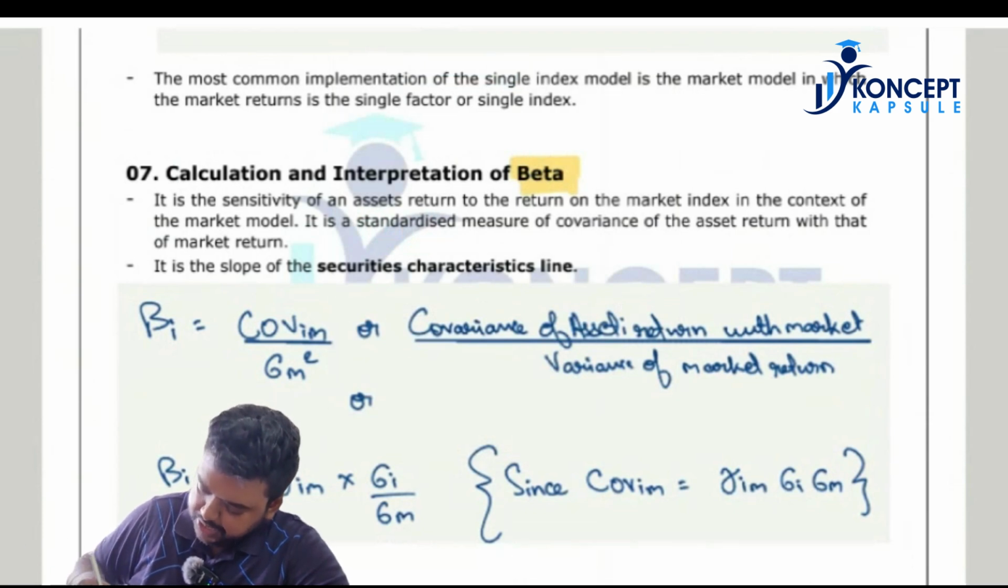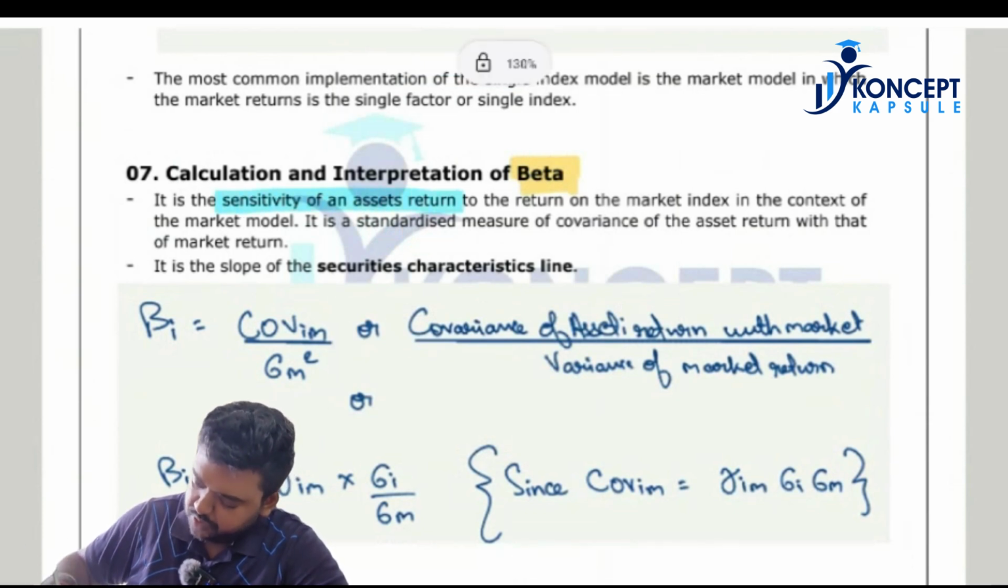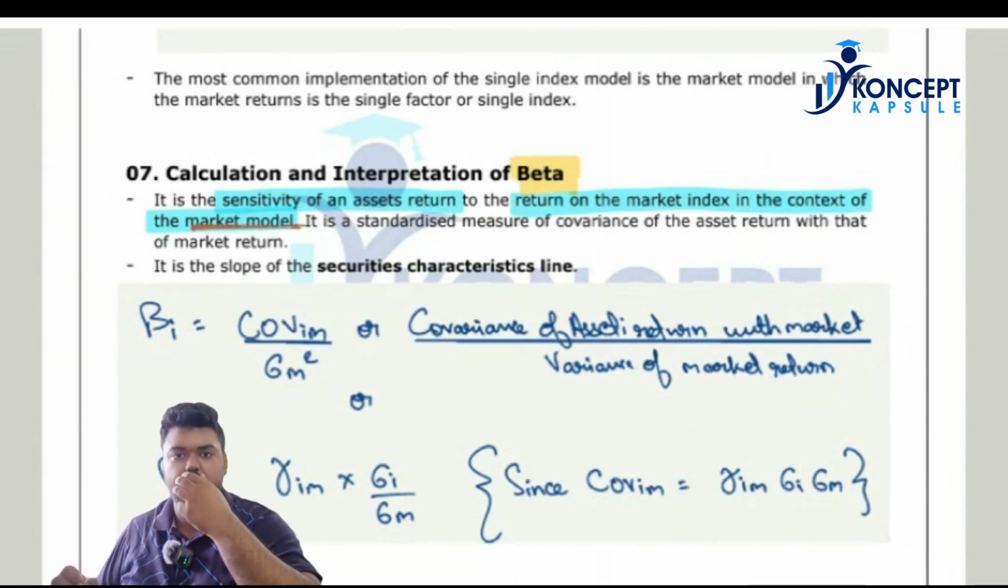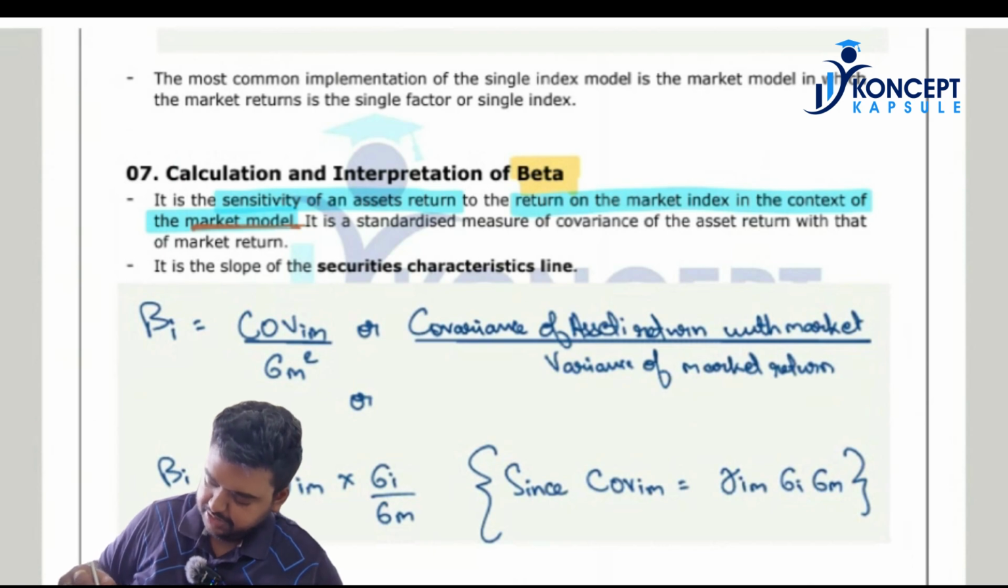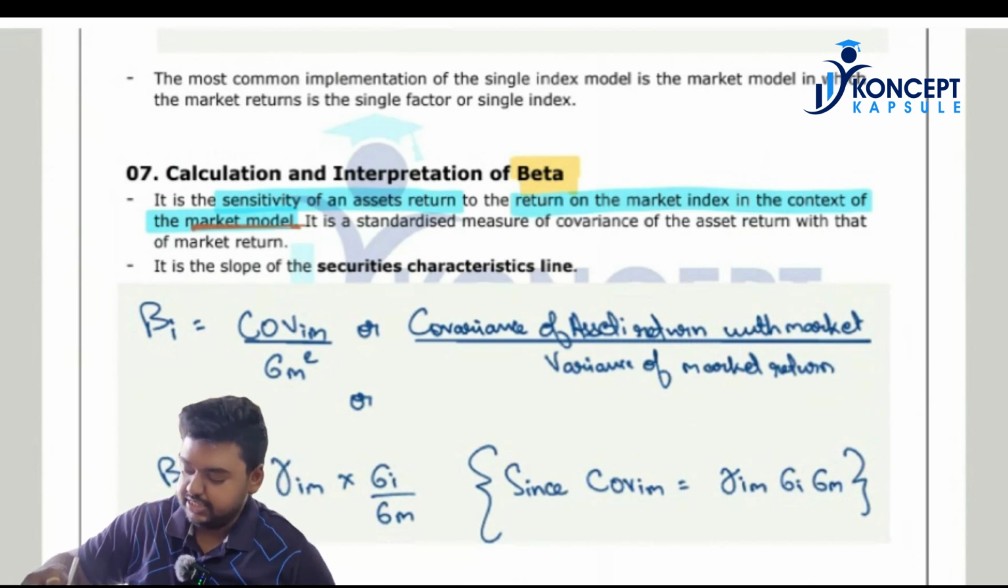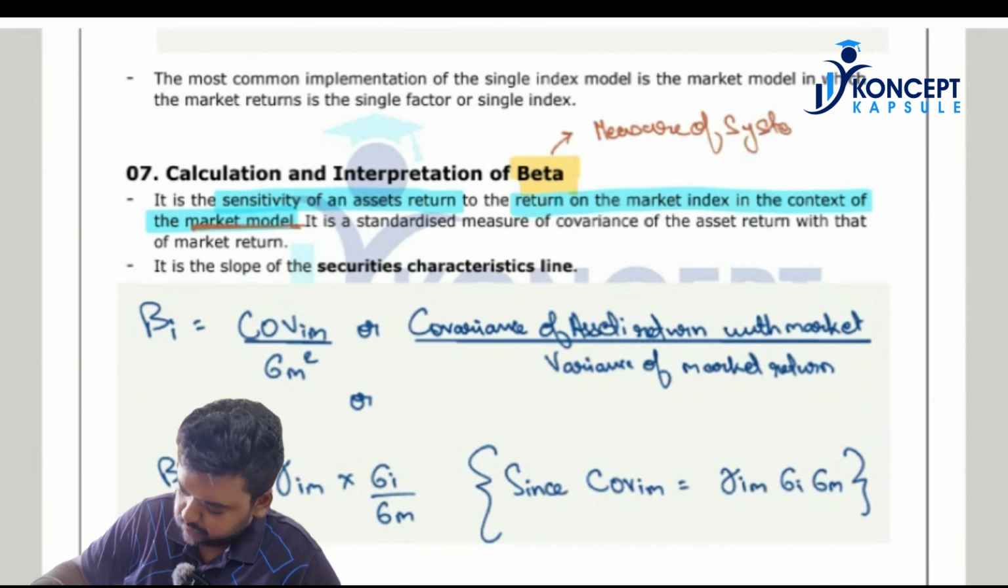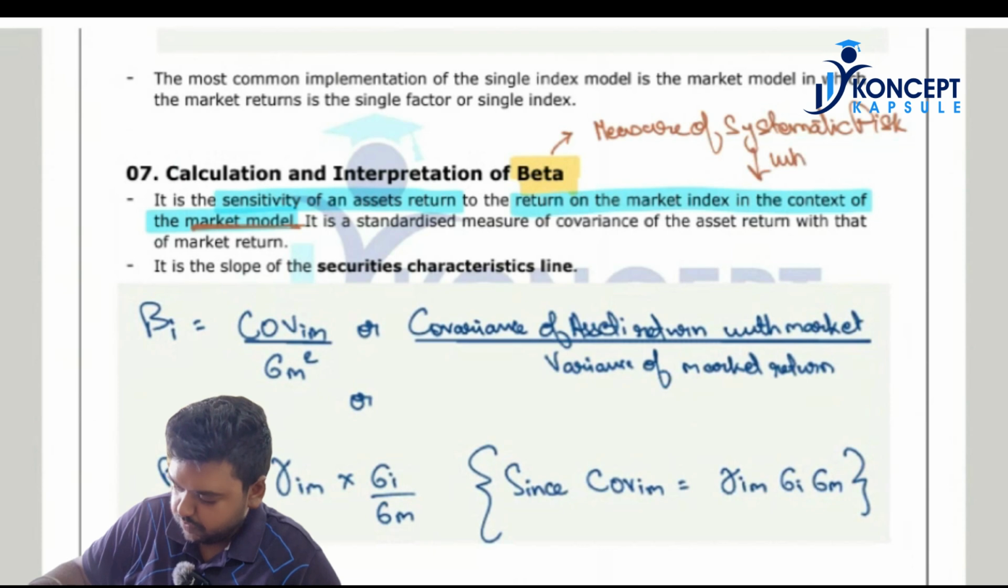What is beta? Beta is the sensitivity of the asset return to the return of the market index in the context of the market model. What is the market model? The market model is nothing but the capital market theory that we were studying, which is saying that investors are rewarded based on the systematic risk that they take. Now, what is the definition of beta? One definition that we have seen is a measure of systematic risk. Now, what is that measure?